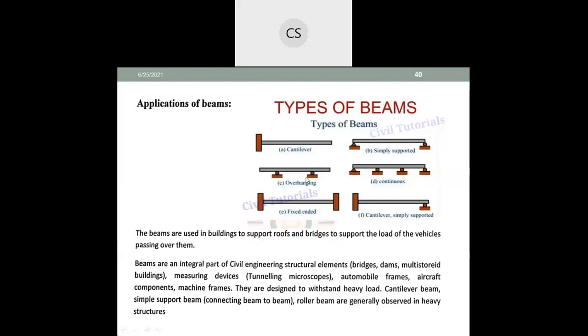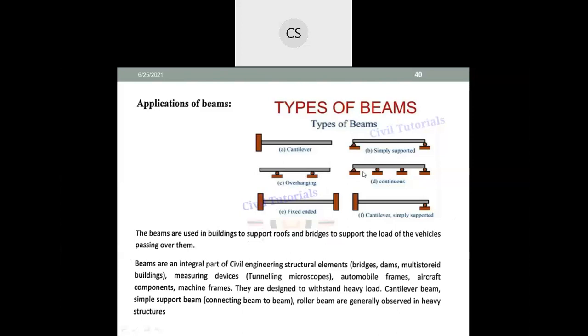Then support is not given at the end of the beam. Two supports are given, but there will be an overhanging of the beam. This is known as an overhanging beam. But of course, if you consider only this portion, this is a cantilever. But if you consider the complete beam, this is an overhanging beam.